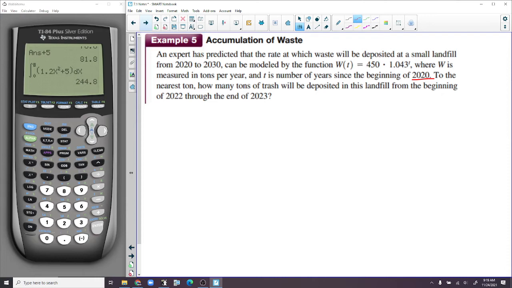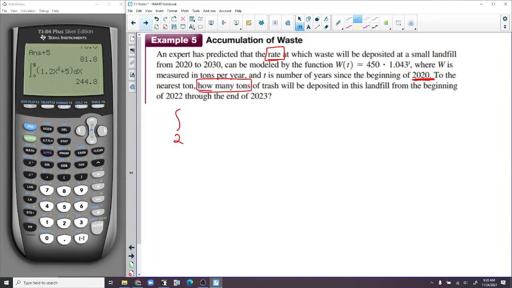To the nearest ton, how many tons of trash will be deposited in the landfill from the beginning of 2022 through the end of 2023? So if this is the rate, and they ask how many, that's actually position. So they've given us the velocity of trash being collected. Now they're asking us how much. That's backing up to position, like I said. So we're going to do an integral. If 2020 is the 0 year, then 2022 will be the 2nd year.